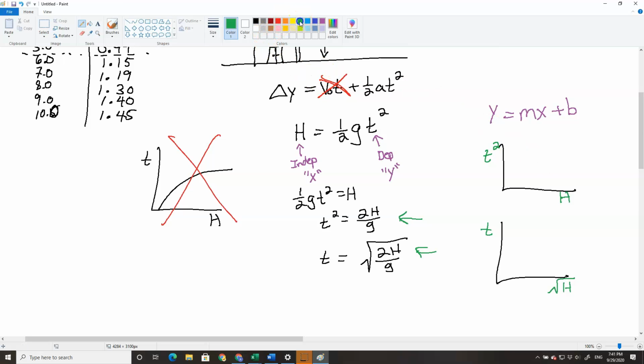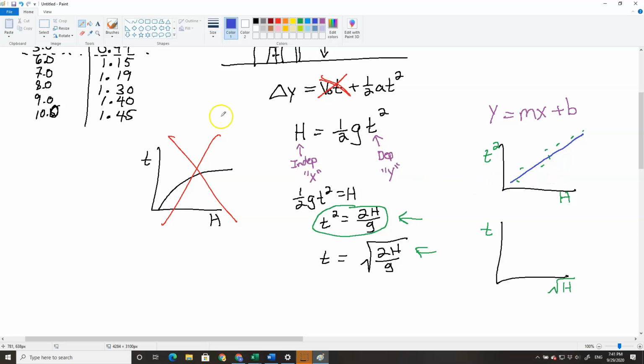For the purposes of this demonstration, since I don't really like square roots, I'm going to go with this model. So I will take all of my time values, I will square them, and the x-axis is h and the y-axis is t squared, and as I get my plot, it will form a straight line.